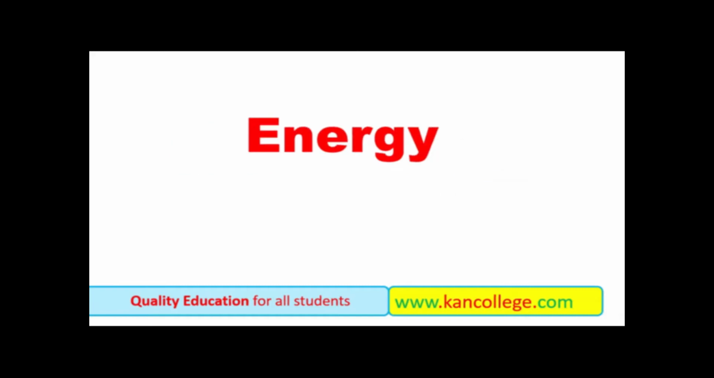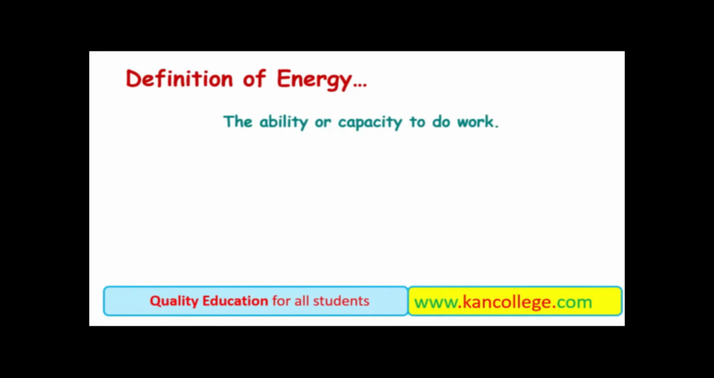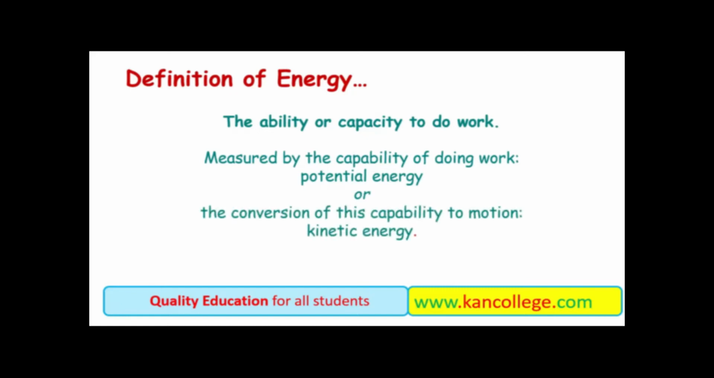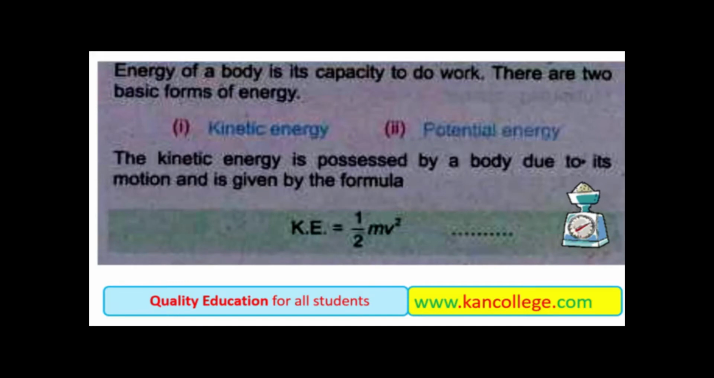Energy. The ability or capacity of a body to do work is called energy. Energy is measured by the capability of doing work. It can be in the form of potential energy or kinetic energy. So the energy of a body is its capacity to do work.